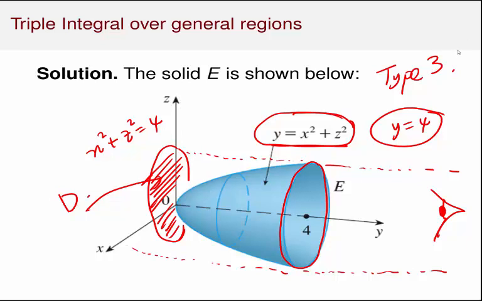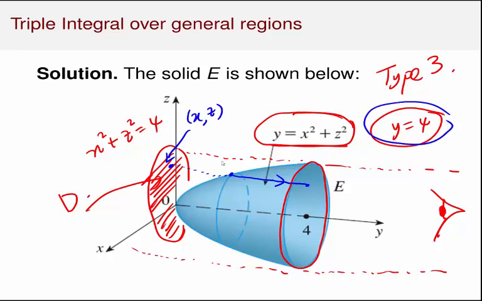As a type 3 region, we need to determine the surface on the left hand side as well as the surface on the right hand side bounding the solid E. Well, to do this, we pick a point, let's say with coordinates x, z on the projection, and look for the horizontal arrows parallel to the y-axis starting from the left hand surface to the right hand surface. Well, it seems we have to start on the surface here and go all the way horizontally in the direction of the y-axis until we reach the vertical plane y equals 4.